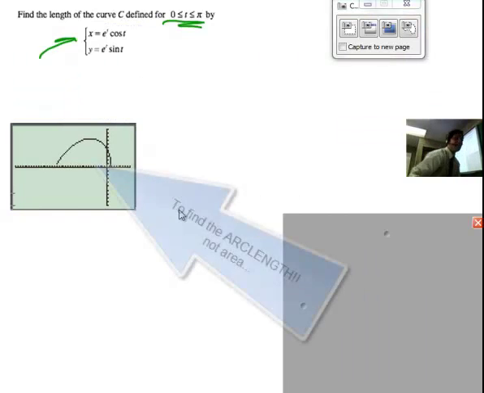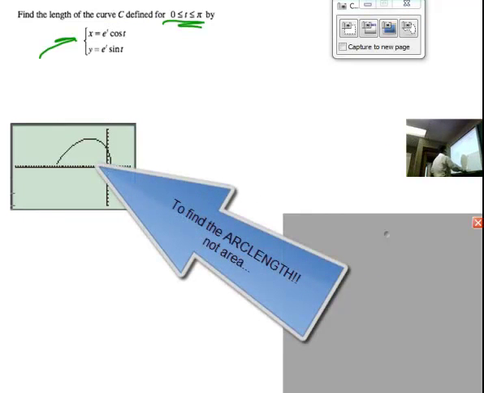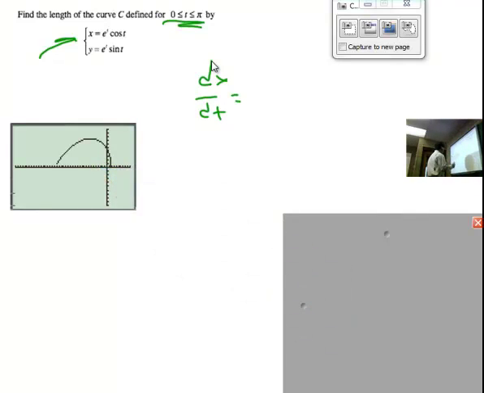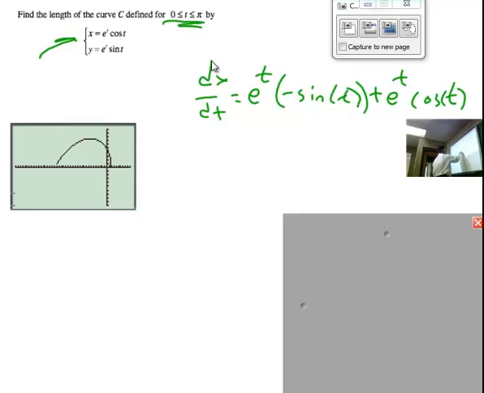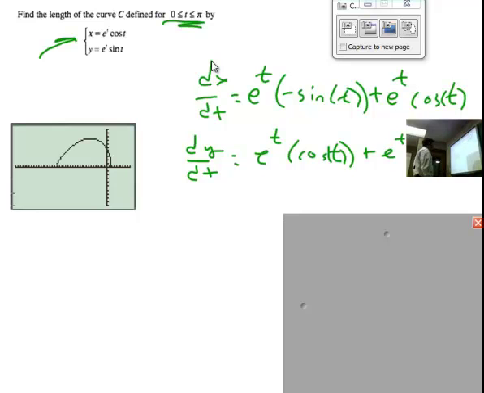Cool. So to find the arc length, what I'm going to do is find dx dt. We're going to need to use the product rule. So dx dt is e to the t times negative sine t plus e to the t cosine t. And dy dt is e to the t cos t plus e to the t sine t. Interesting.